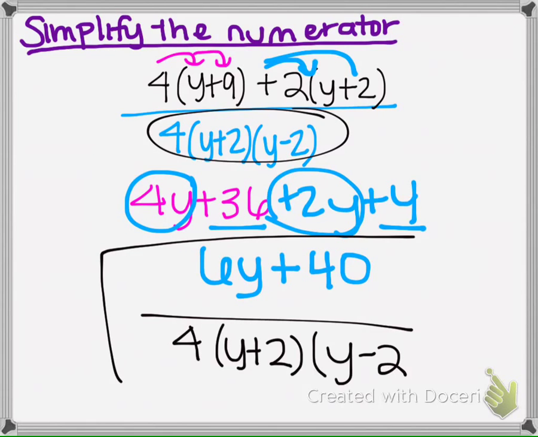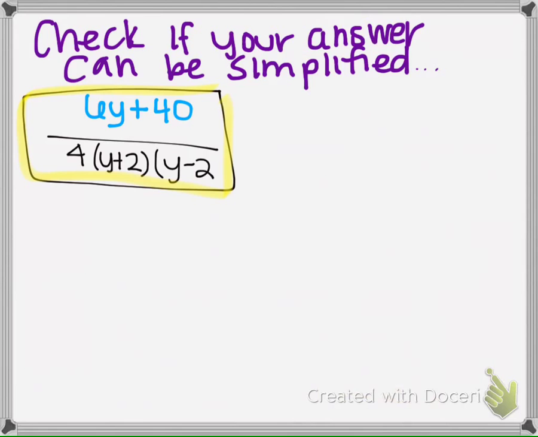Okay, so now the last thing before we're done here, we're not done, this is not the answer yet, we have to see if this can be simplified. Now our denominator here is factored, but we have to factor our numerator. So the GCF is 2.